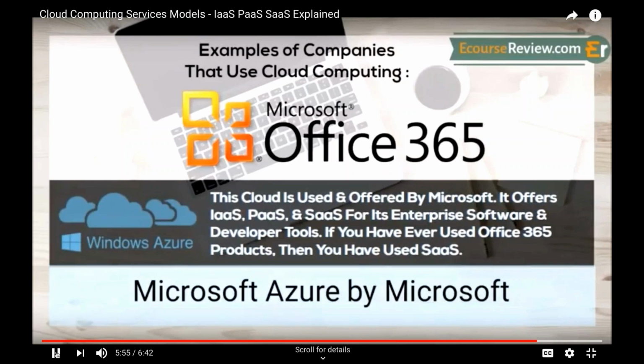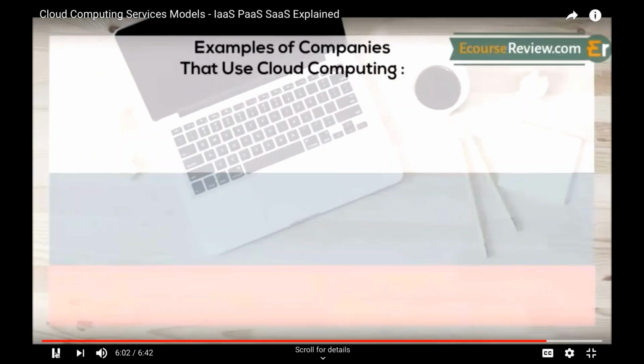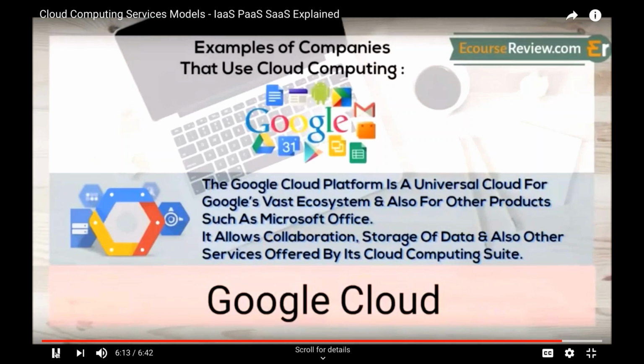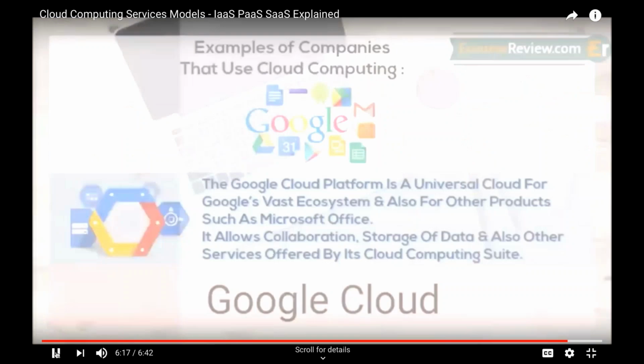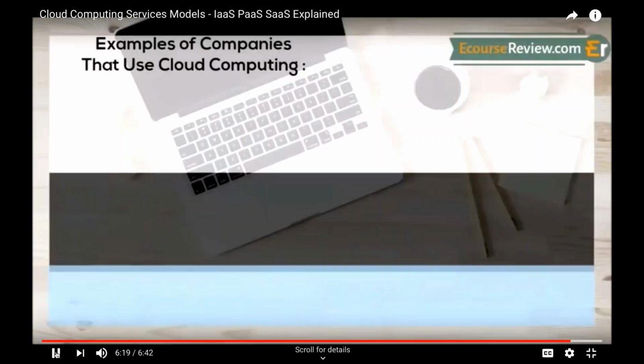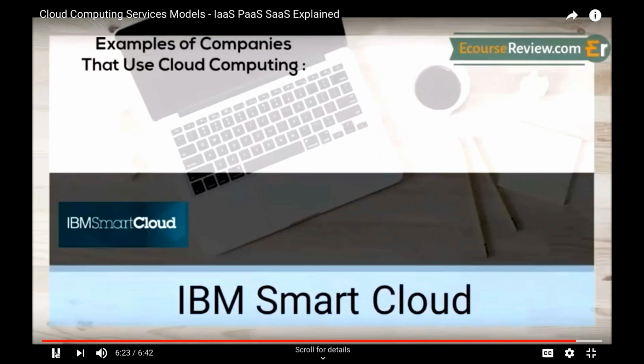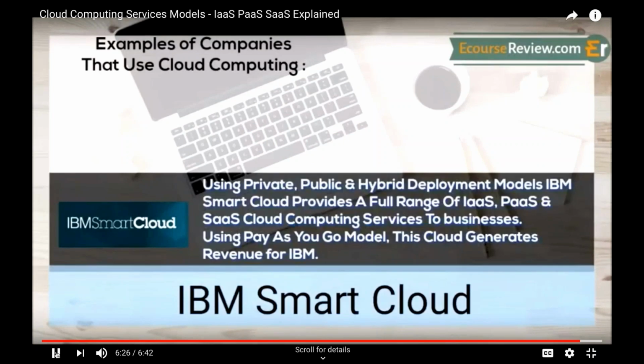Google Cloud. The Google Cloud Platform is a universal cloud for Google's vast ecosystem, and also for other products such as Microsoft Office. It allows collaboration, storage of data, and also other services offered by its cloud computing suite. IBM Smart Cloud. Using private, public, and hybrid deployment models, IBM Smart Cloud provides a full range of IaaS, PaaS, and SaaS cloud computing services to businesses. Using a pay-as-you-go model, this cloud generates revenue for IBM.